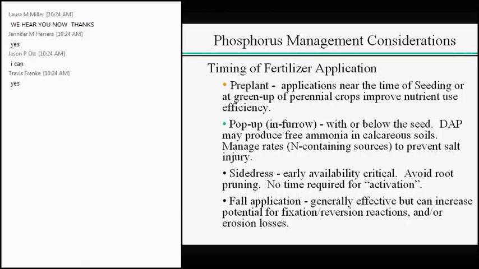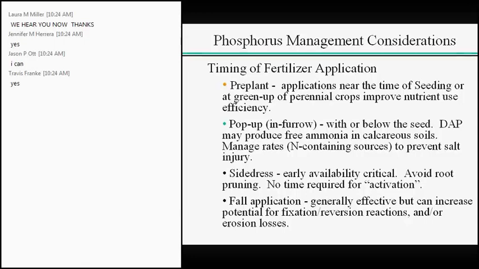So pre-plant applications near the time of seeding or green up if you've got a perennial crop. We can use it as a pop-up fertilizer with the seed or right below it. The one thing that you want to make for sure, if you're using diammonium phosphate as a pop-up fertilizer, make for sure that you do not put it with the seed, because it produces free ammonia with calcareous soils, and so that'll pretty well kill your seed. So make for sure that you put it to the side of the seed, not with the seed in that case.